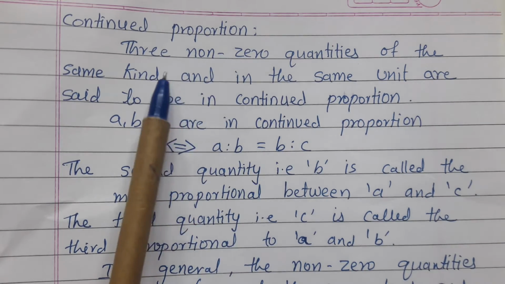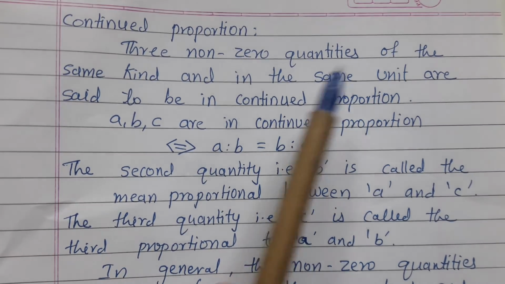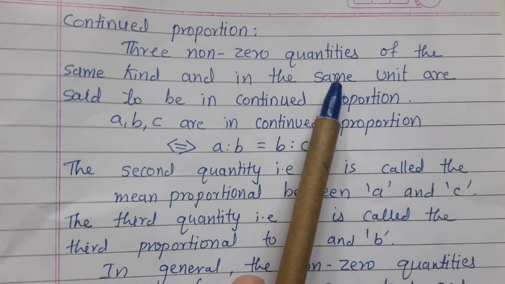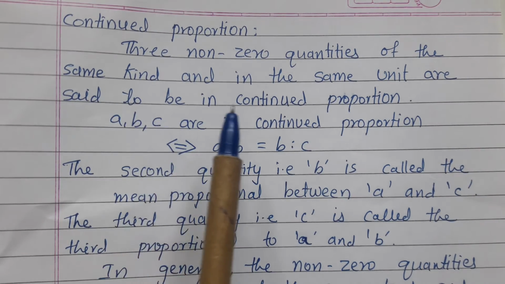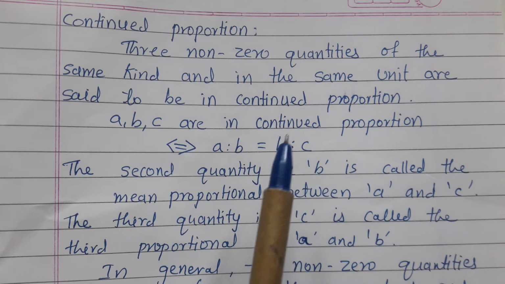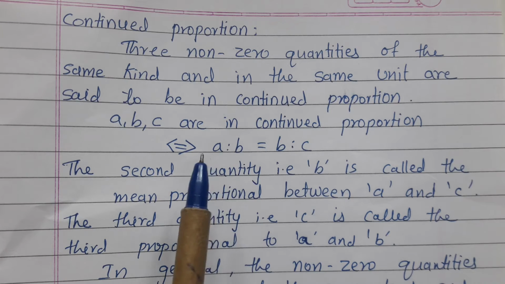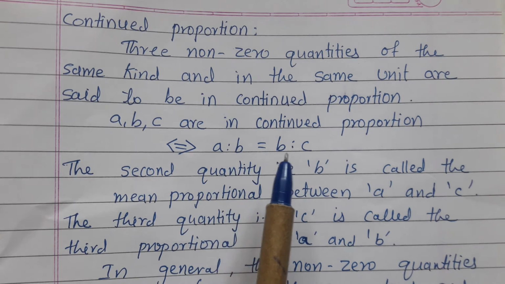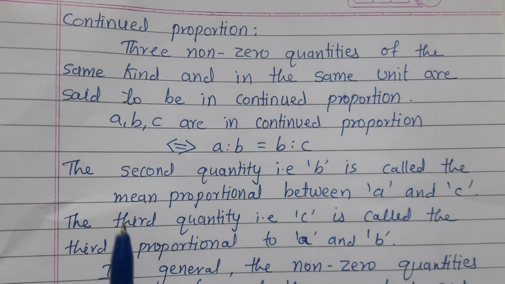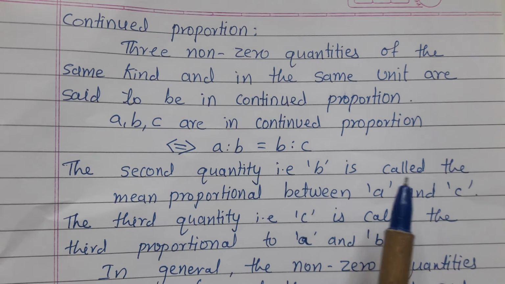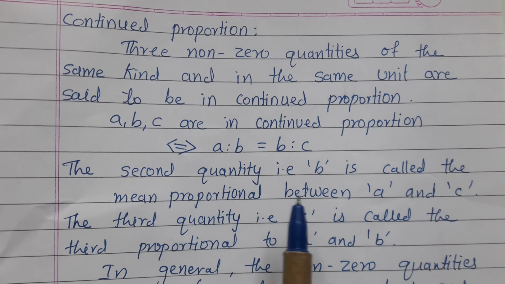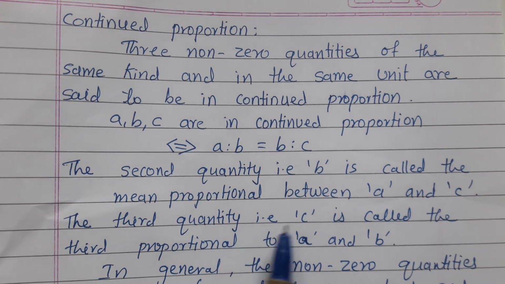Continued proportion. Three non-zero quantities of the same kind and in the same unit are said to be in continued proportion when, take an example, A, B, C are in continued proportion if A is to B equal to B is to C. The second quantity, that is B, is called the mean proportional between A and C. The third quantity, C, is called the third proportional to A and B.